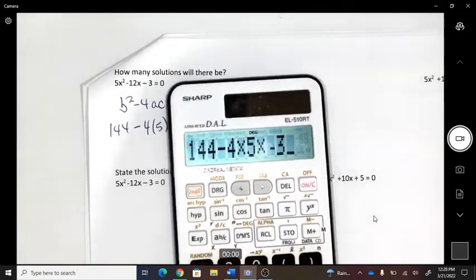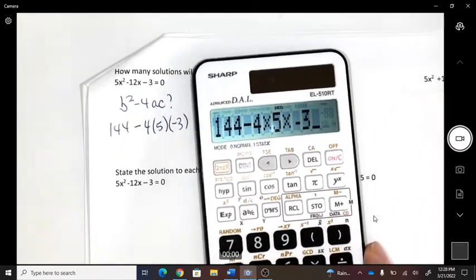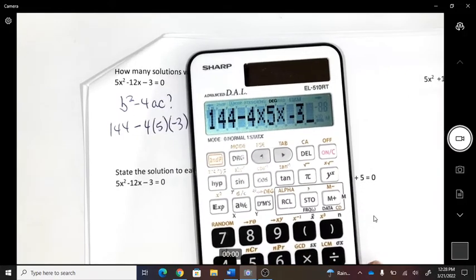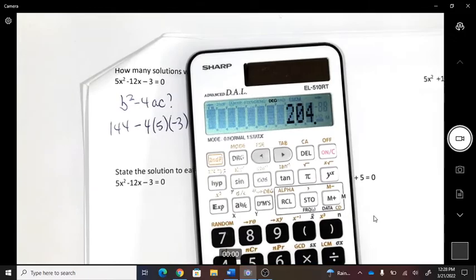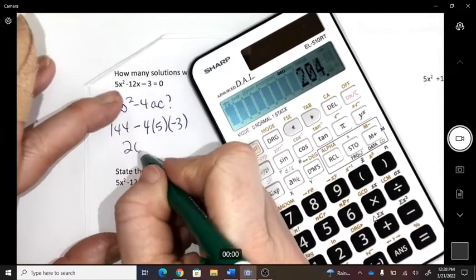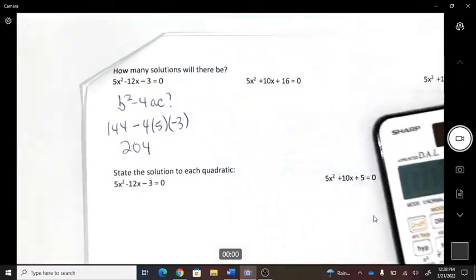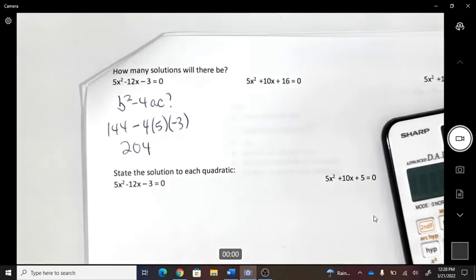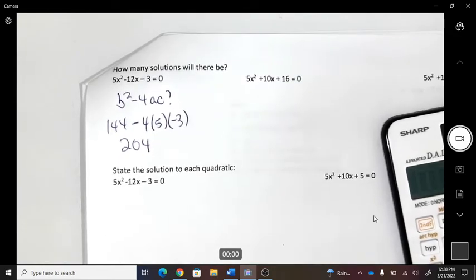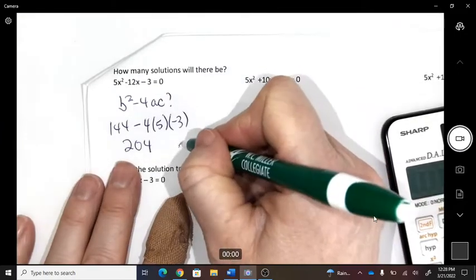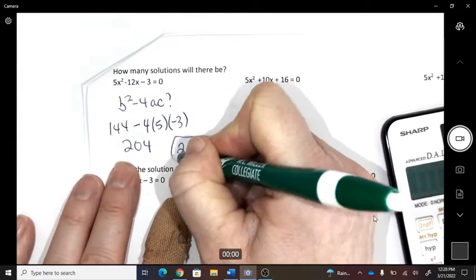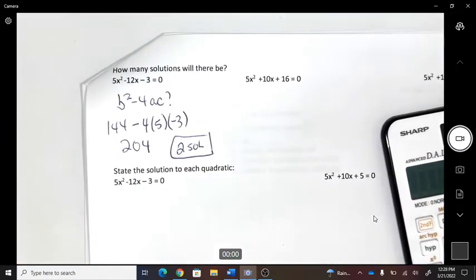So that's what I have going on in my calculator. 144 subtract 4 times a 5 times a negative 3 equals 204. So what does our page say there? If that's going to be positive and then we go to square root it, how many answers are we going to have at the end of this? We're going to have two solutions, two x-intercepts.